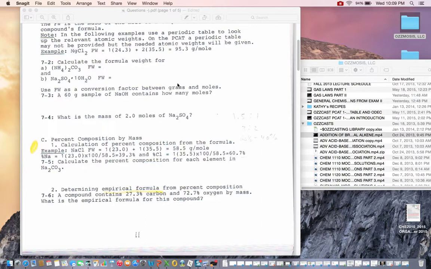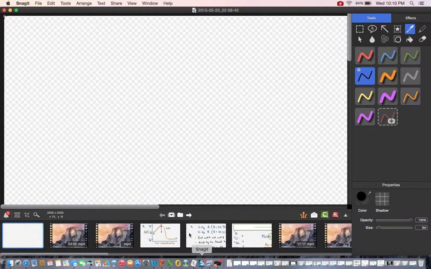So one thing that it would be a good idea for us to review is calculating formula weights for different types of ionic salts. So let's look at 7.2, where we calculate the formula weight for ammonium carbonate. And what I'd like to introduce are some thoughts of how we can make these calculations as easy as possible.